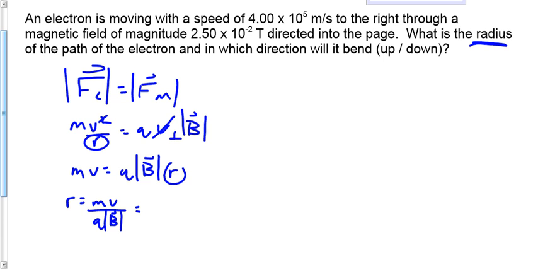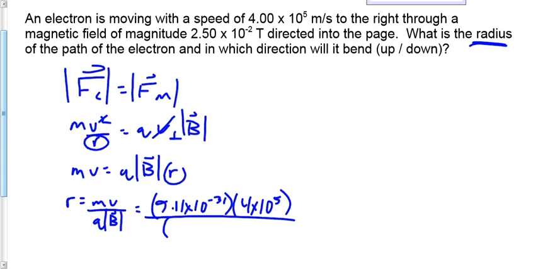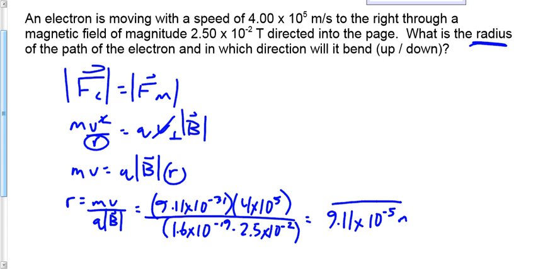And then we sub our numbers in here. The mass is the mass of the electron. And V is 4 times 10 to the 5. Q is 1.6. And B is 2.5. When we do this, we end up getting 9.11 times 10 to the minus 5 meters. So it's a pretty tight turn, pretty tight radius, 10 to the minus 5 meters.